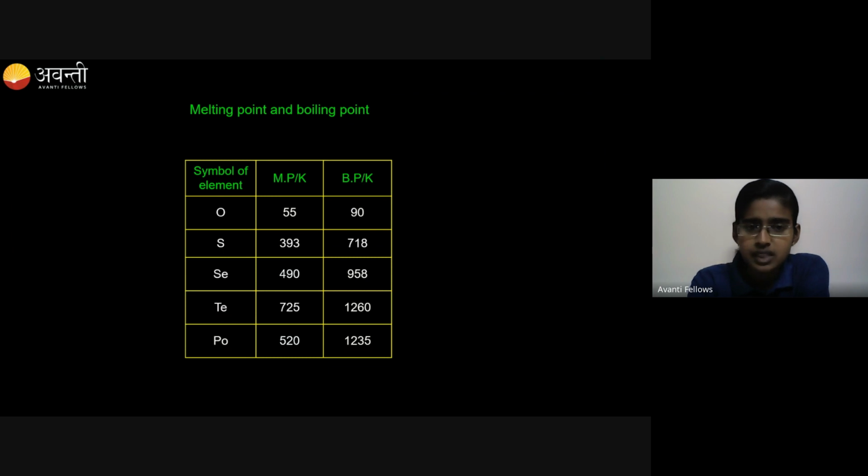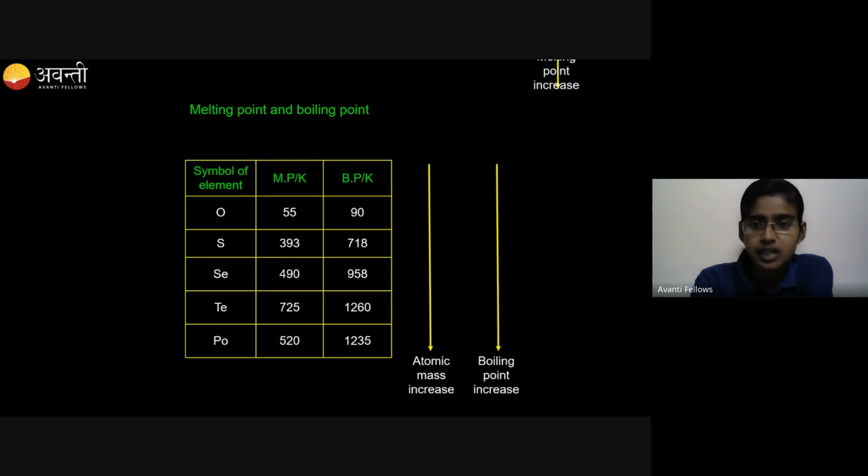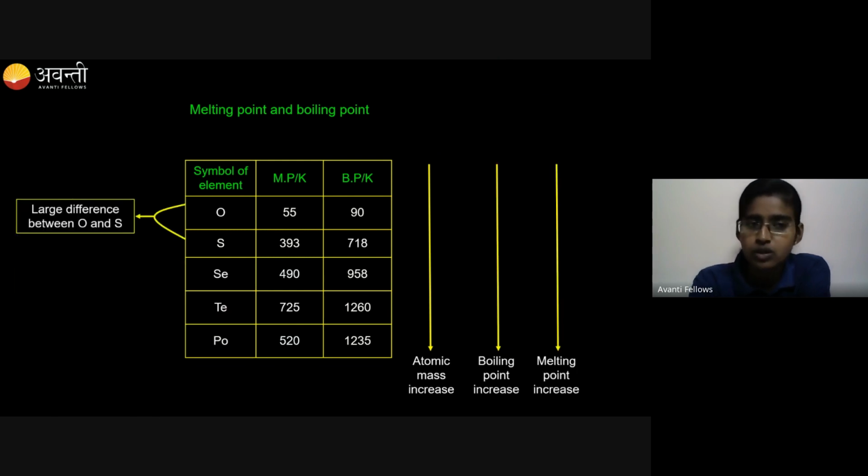You can see the trend. It is following some irregular trend, right? So from oxygen to sulfur, it is increasing. Till tellurium, it is increasing. Melting point is increasing. Boiling point is also increasing. But when you come to polonium, suddenly a decrease occurs. So when atomic radius and atomic mass increases, boiling point should increase. Okay, melting point also should increase.